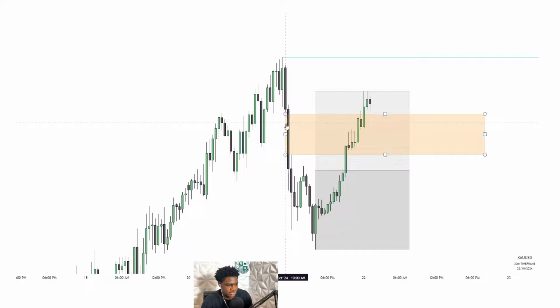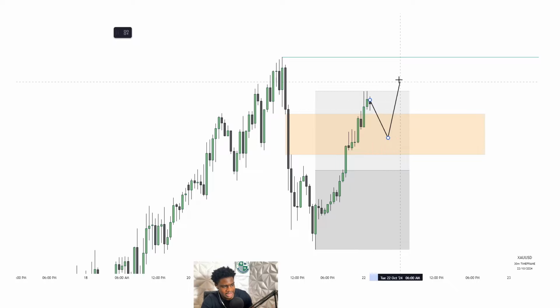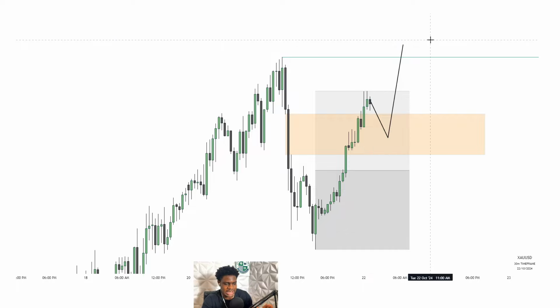We can clearly see that price has broken above this level of resistance. So now we're anticipating price to come lower and test this level of resistance to see it become a level of support, to then see a continuation to the upside, right? Inversion fair value gaps are very, very powerful.